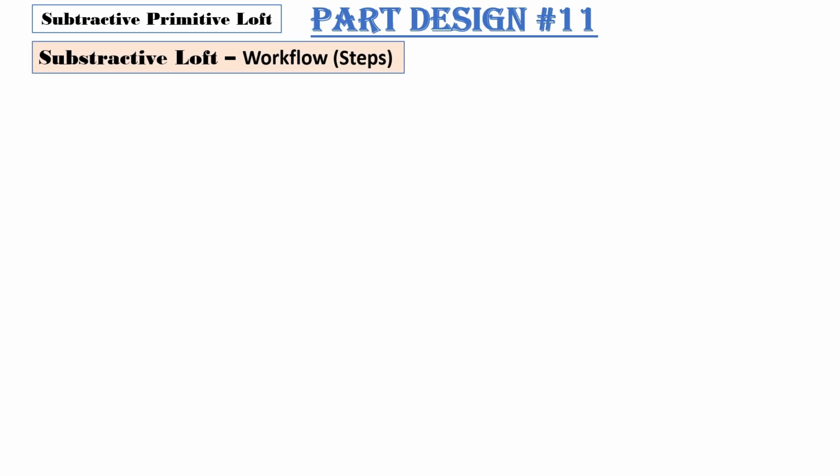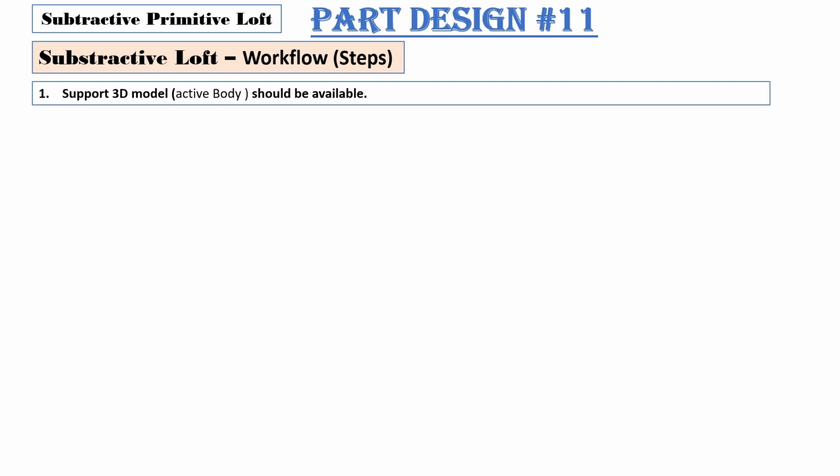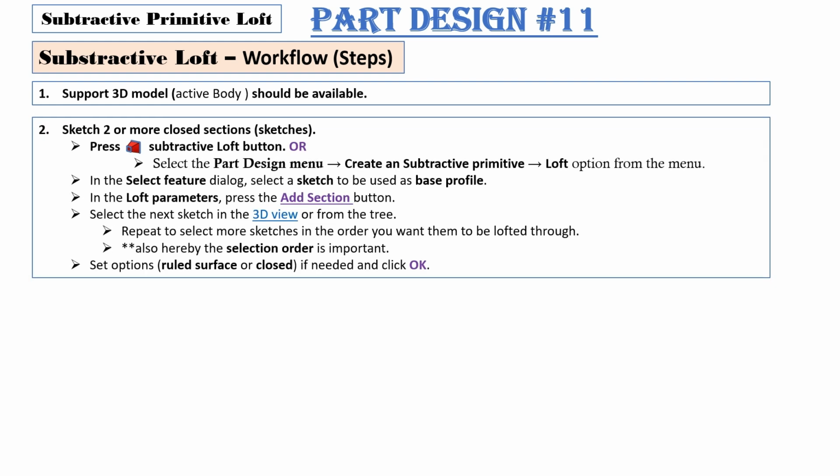On this slide, you find the steps to create Subtractive Primitives Loft tool. First, you should have active 3D solid body. Sketch two or more closed sections. Then, press the Subtractive Loft button or Loft option from Part Design menu.